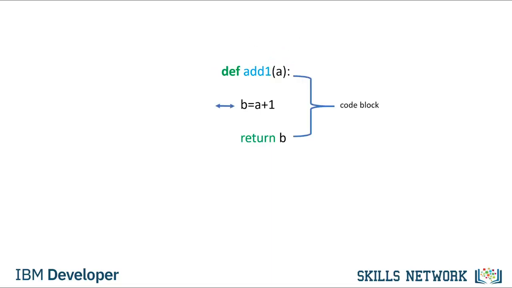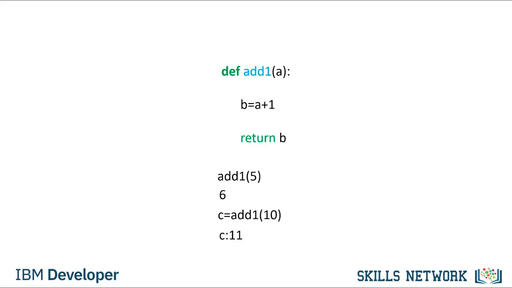We have a code block with an indent. For this case, we add 1 to a and assign it to b. We return or output the value for b. After we define the function, we can call it. The function will add 1 to 5 and return a 6. We can call the function again, this time assign it to the variable c. The value for c is 11.